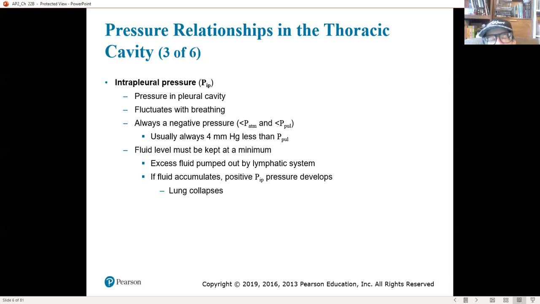What they're saying there is you have a slit-like cavity. It's not wide. It's not full of a lot of stuff. If any excess fluid does form in there, it's removed by the lymphatic system. If fluid accumulates, the pressure will go up and the lung will collapse. Bad.